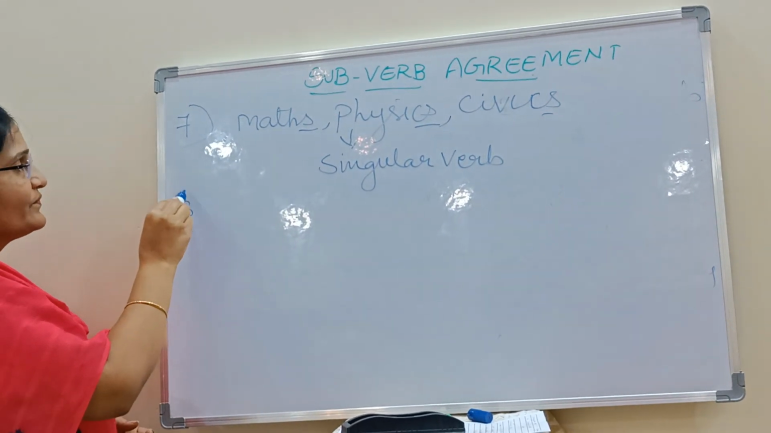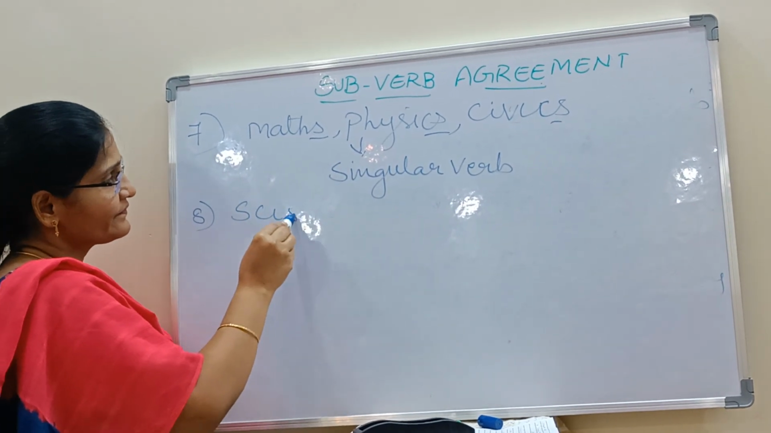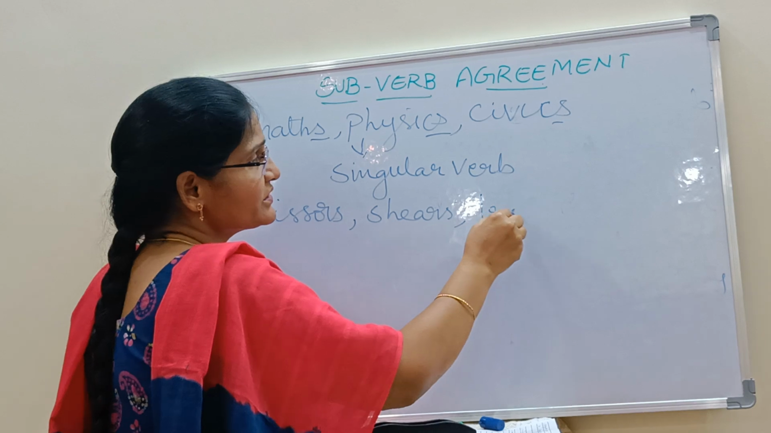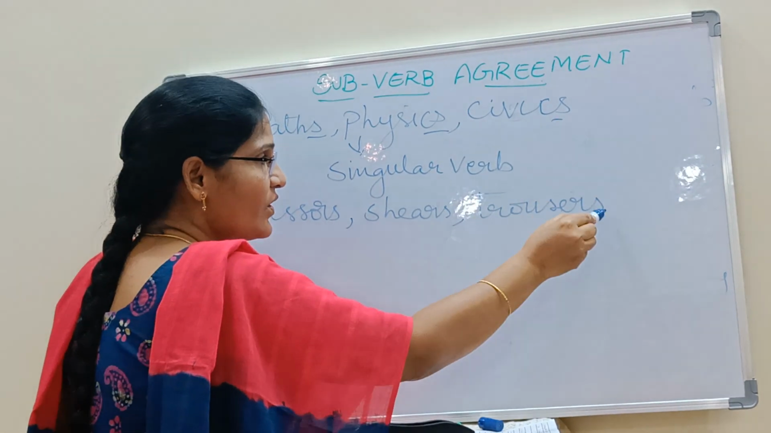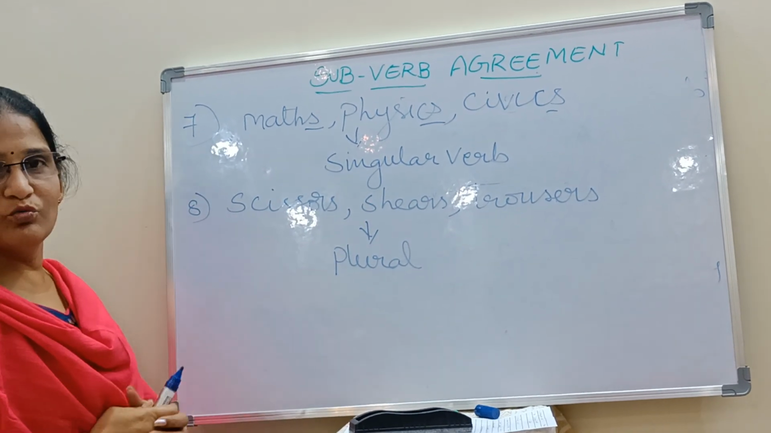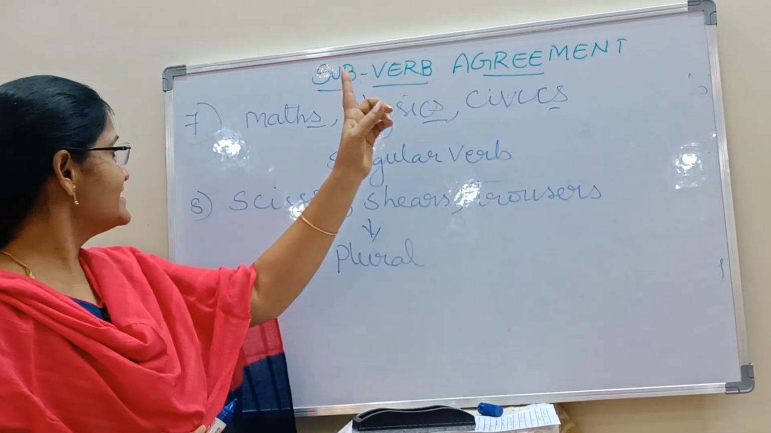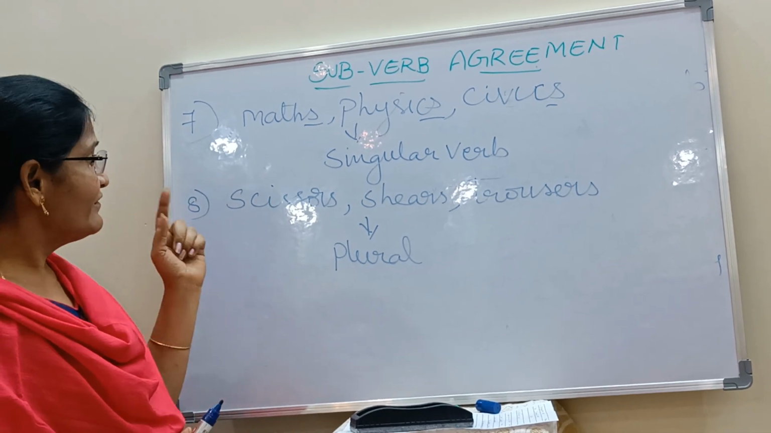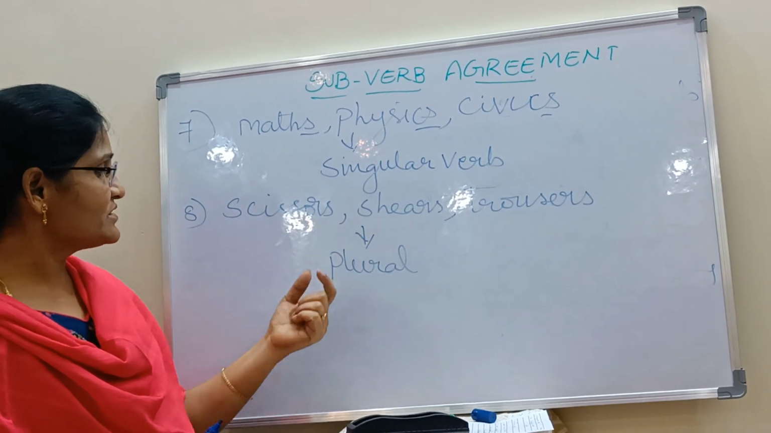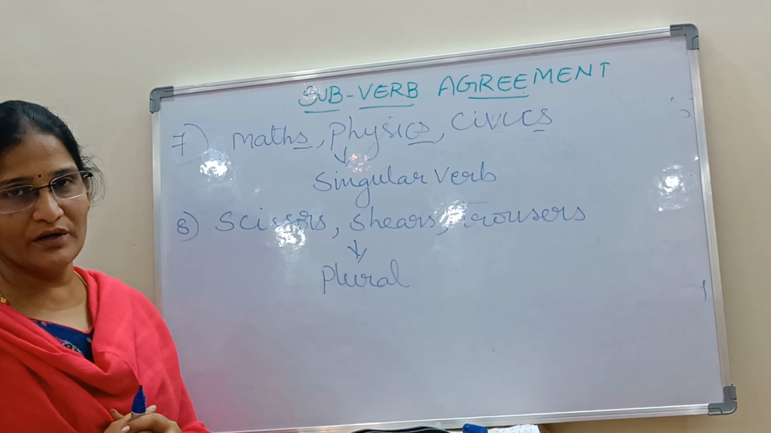And then the eighth rule. In the eighth rule, I tell you some other words like scissors, shears, trousers. All these words we consider as plural. You have to use the plural verb itself. Whereas the earlier words, though they end with S, we consider as singular. Here we have to consider scissors, shears, trousers as plural itself.